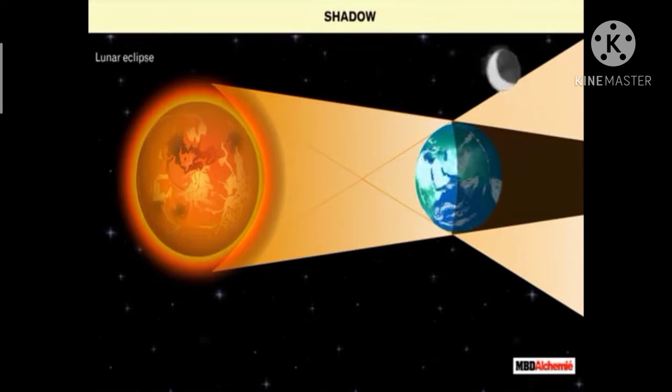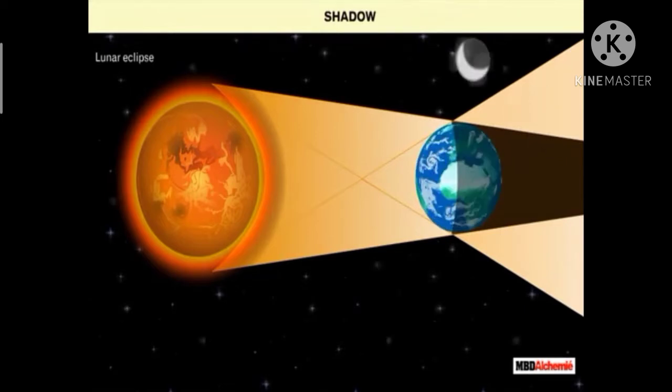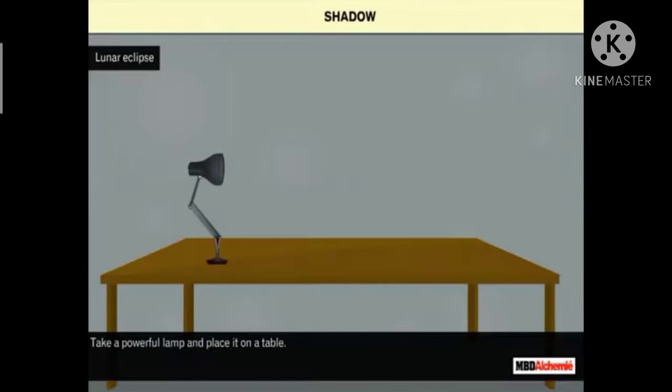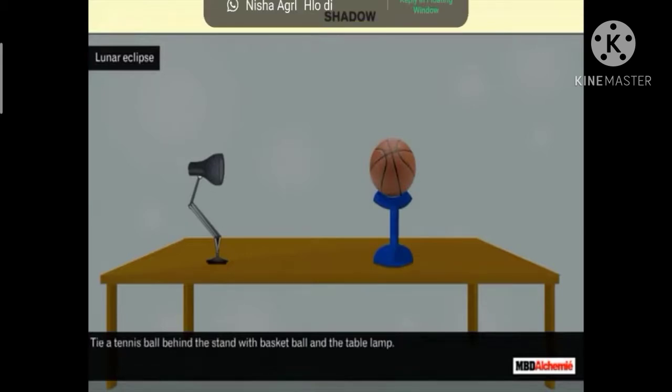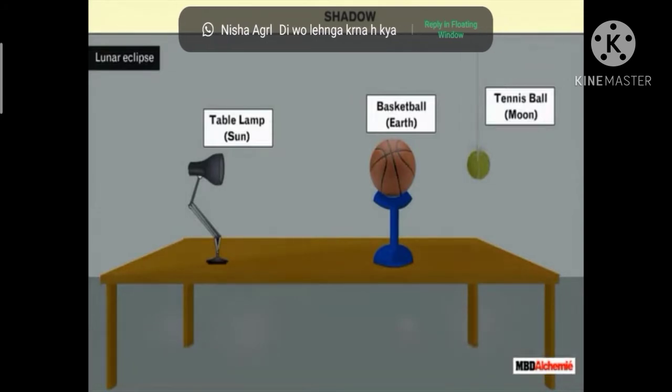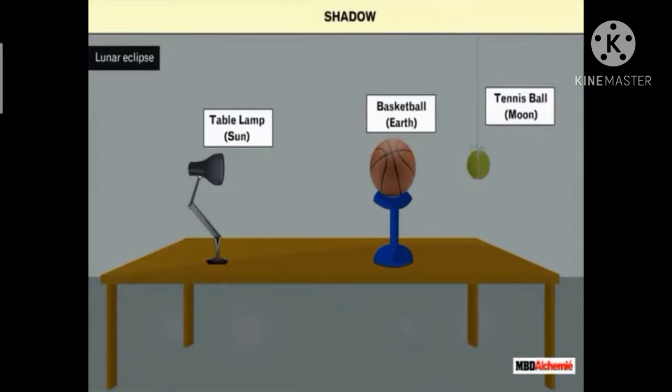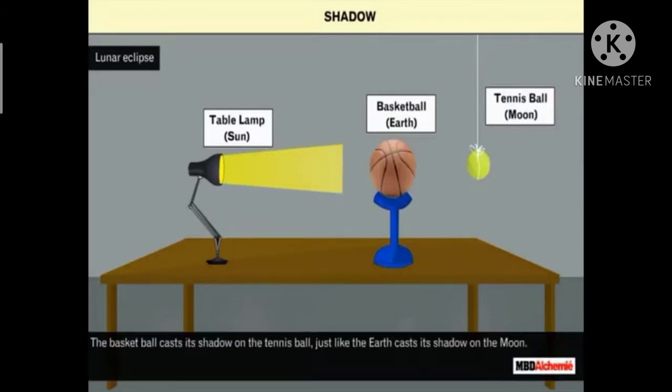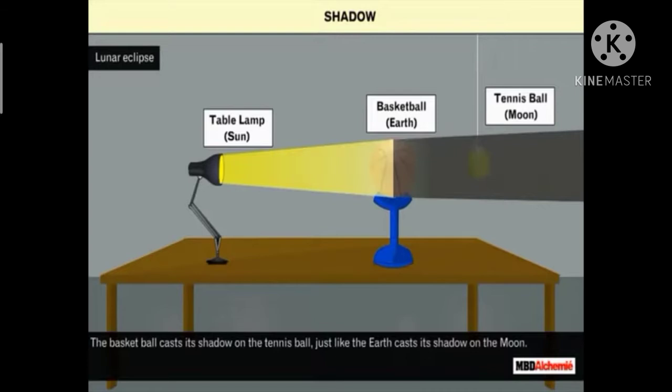Let us perform an activity to show how a lunar eclipse occurs. Take a powerful lamp and place it on a table. Take a basketball and place it on a stand. Tie a tennis ball behind the stand with the basketball and the table lamp. The table lamp represents the sun, the basketball represents the earth, and the tennis ball represents the moon. Light the lamp. You will observe that the basketball casts its shadow on the tennis ball just like the earth casts its shadow on the moon.